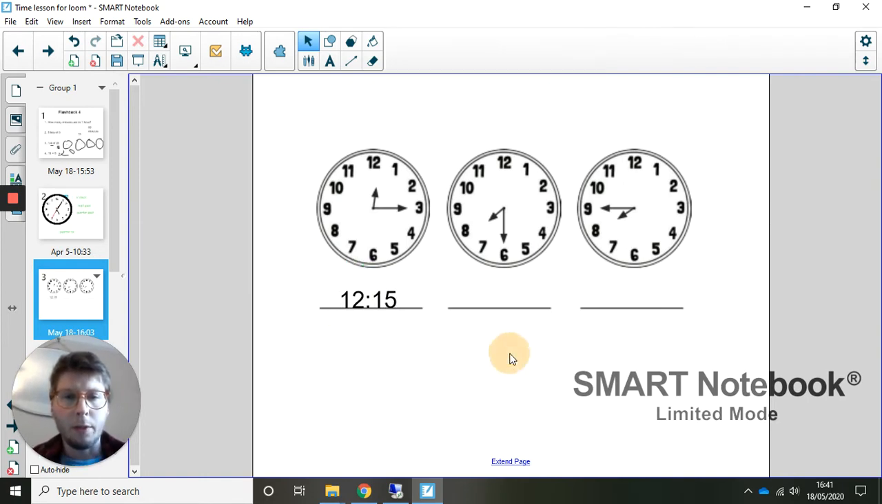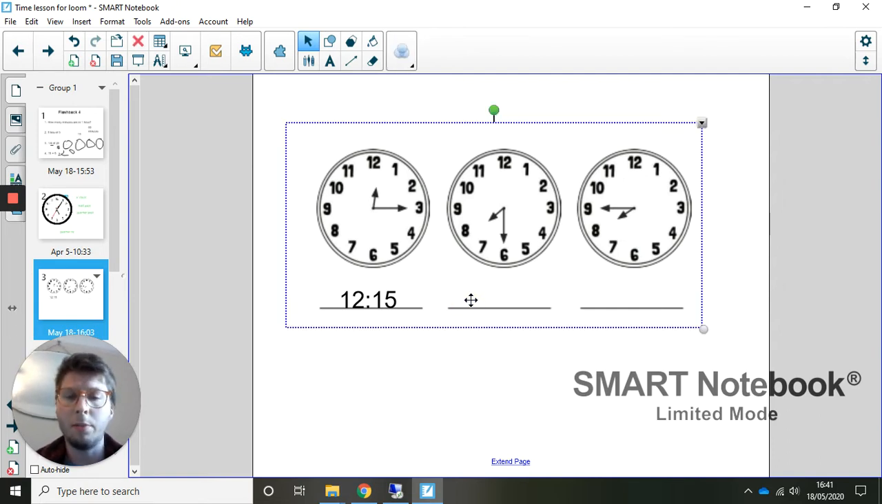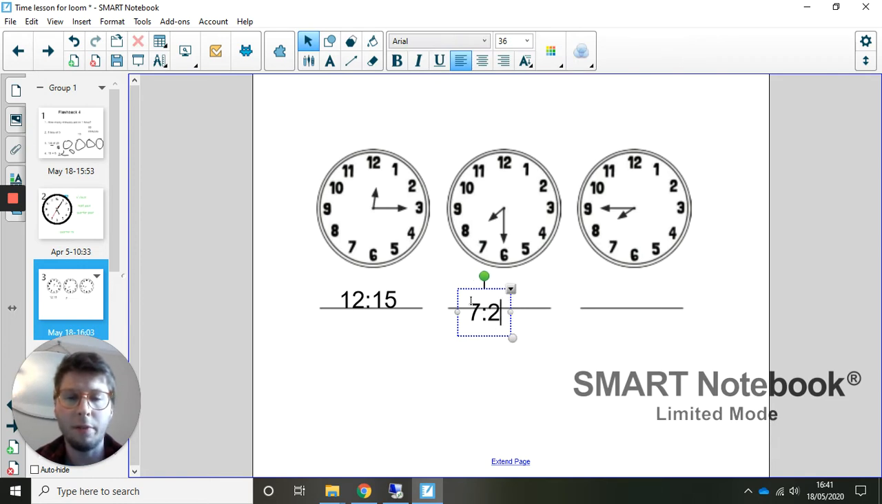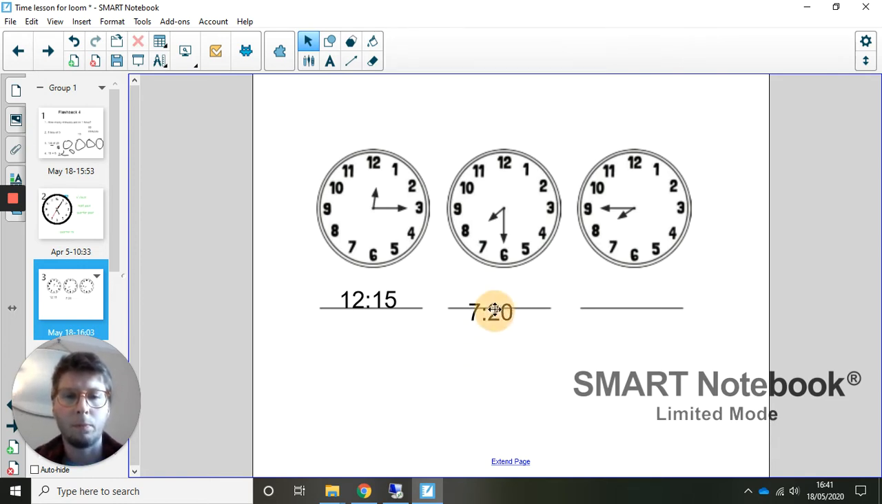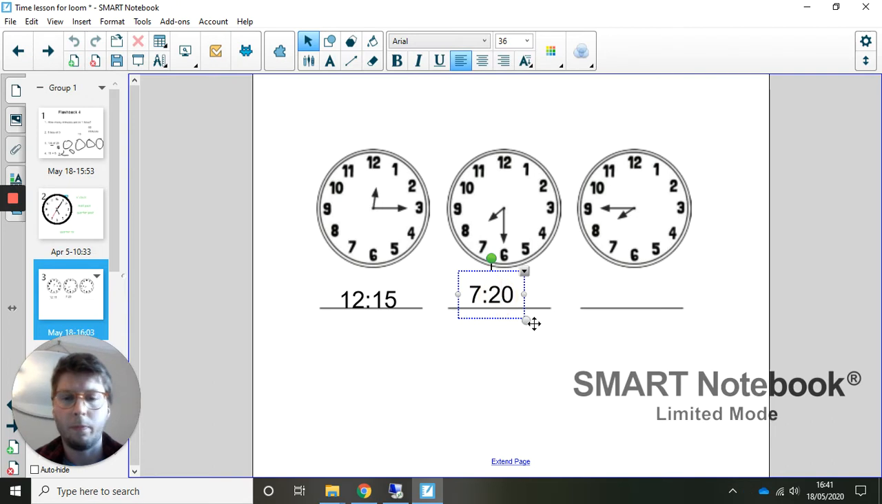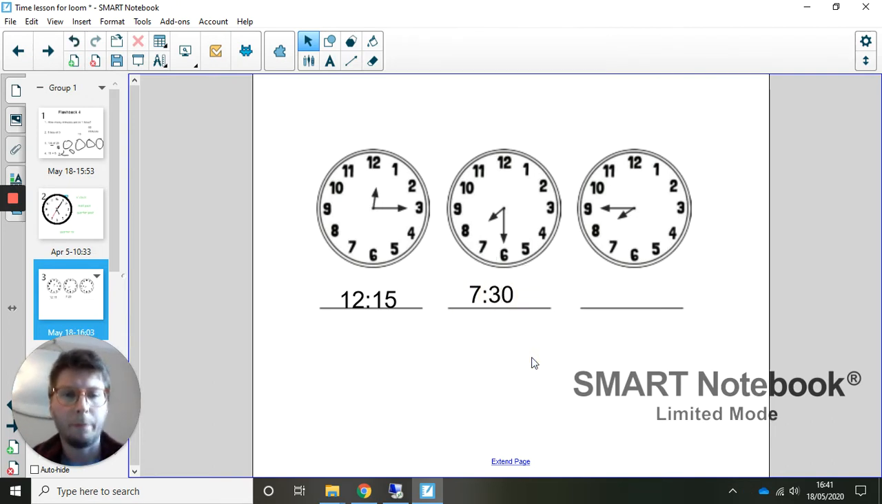Now, the next one, again, hopefully you can recognize this is half past because it's half of the hour's gone. My hour hand is pointing between the 7 and the 8, and it's gone past the 7, but it's not yet on the 8, so it's got to be 7 something. So we know it's half past, so it must be 7:30. Okay, so let's have a look at the next one.